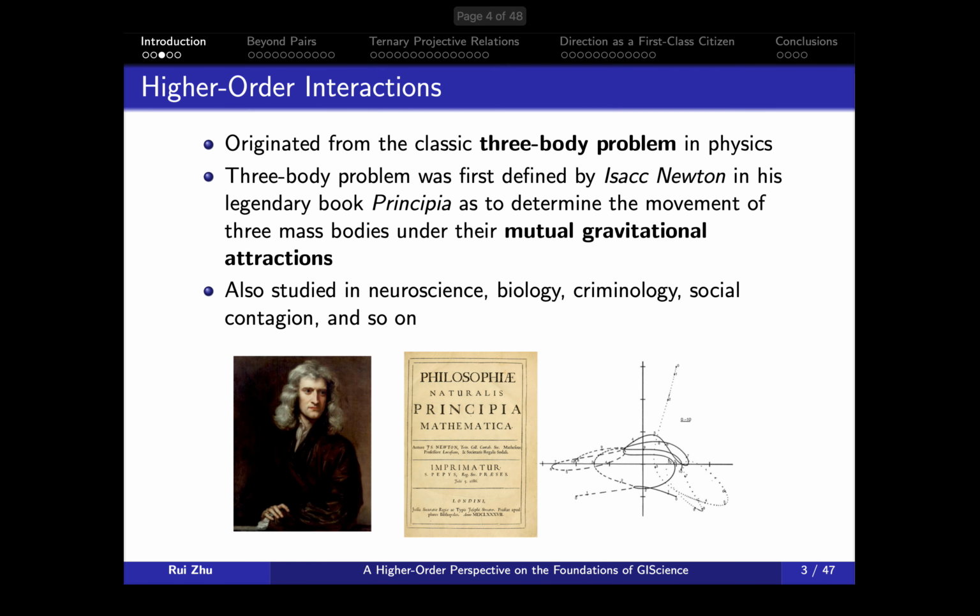First, you may ask, what is high order? In fact, this notion originated from the three-body problem in physics, and it was first defined by Newton in his legendary book, Principia. The three-body problem is defined as the movement of three mass bodies under their mutual gravitational attractions, like the interaction between the Earth, the Sun, and the Moon. Higher order interaction has also been studied in disciplines such as neuroscience, biology, criminology, and social science, and they are doing so to understand the complex system of interest.